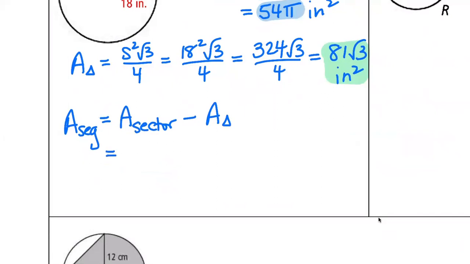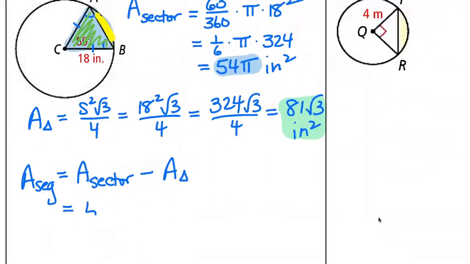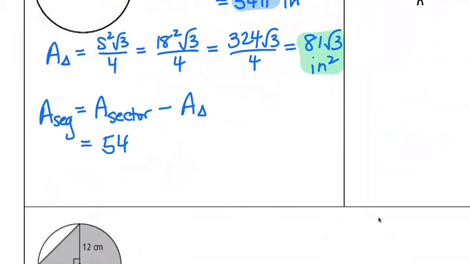Area of the sector was 54 pi. Yuck, that was awful. 54 pi. And the area of the triangle is 81 root 3. Your answer's in inches squared. We really can't do anything else to that. It seems unsimplified, but that's it.